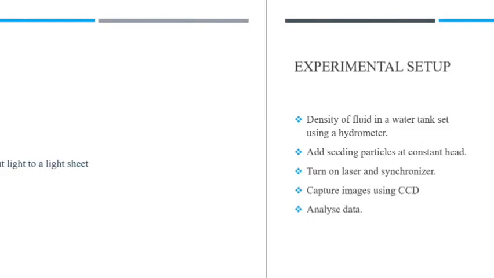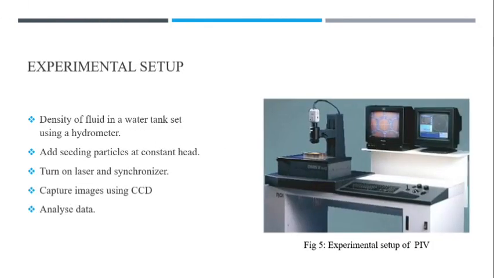Next one is experimental setup. Density of fluid in a water tank is set using a hydrometer. Add seeding particles at constant head. Turn on laser and synchronizer. Capture image using CCD and analyze data.